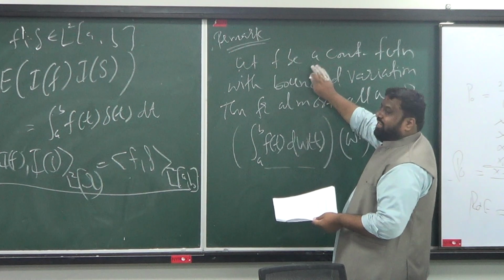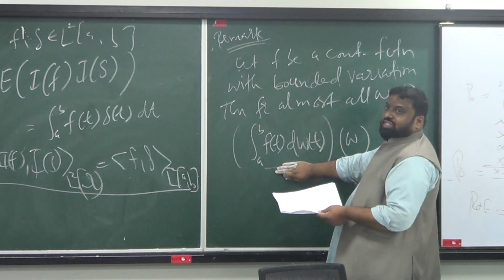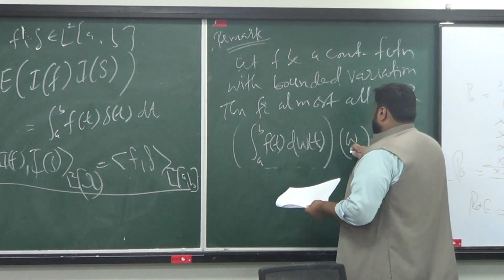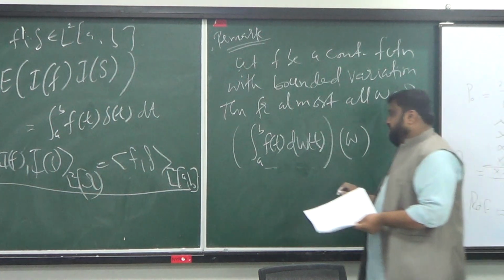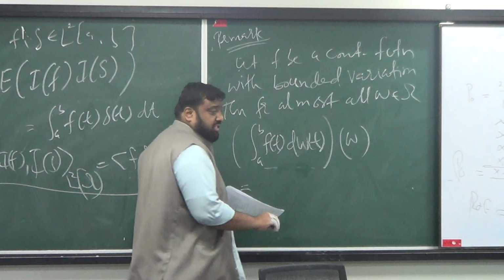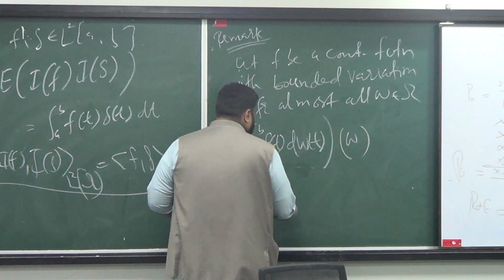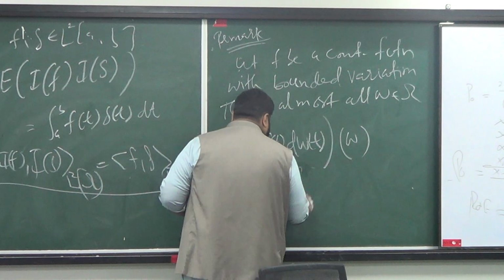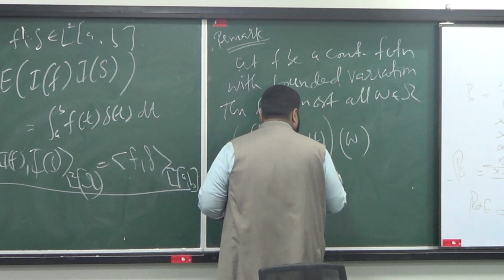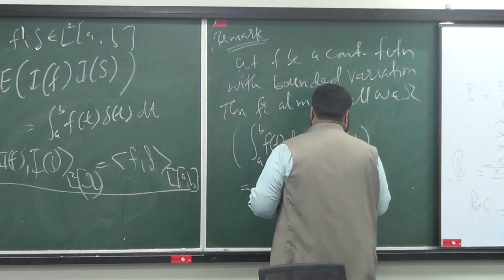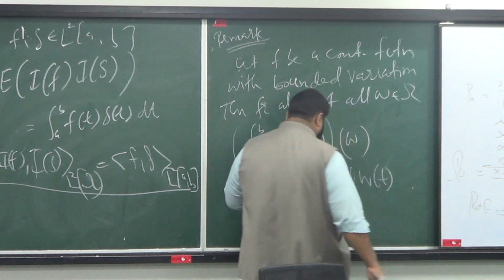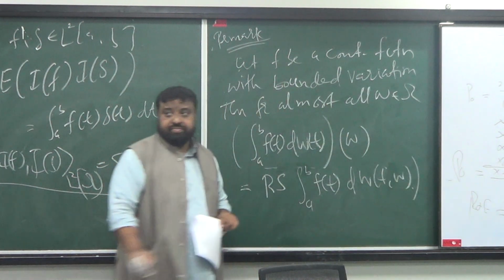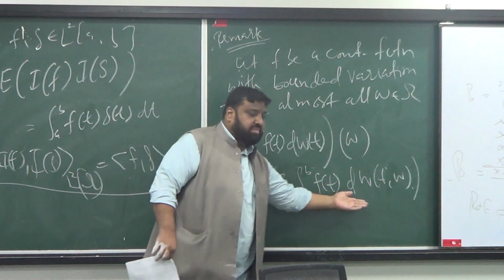In other words, you take a continuous function with a finite bounded variation and compute its Wiener integral. I know this is a random variable, so I need to evaluate it at omega. The question is, what should be the output? The output of this function is going to be the Riemann-Stieltjes integral of the function, the integral from a to b of f of t dW of t. So that's an integral in the Riemann-Stieltjes sense actually.